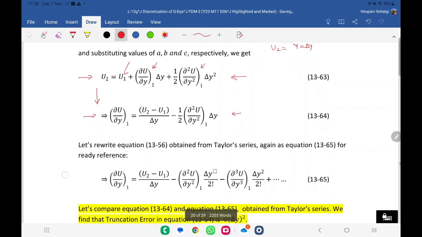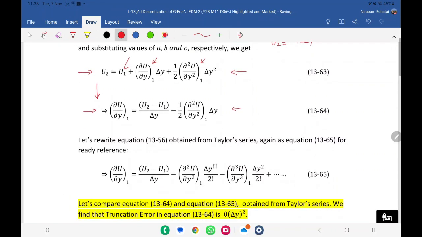Now you compare this with Taylor series. This term is same, this term is same, right? This term is what? Same. Right? What is different? This is the order of truncation error. So that means in the above equation also the error is 2. Right? So this is what we have done.